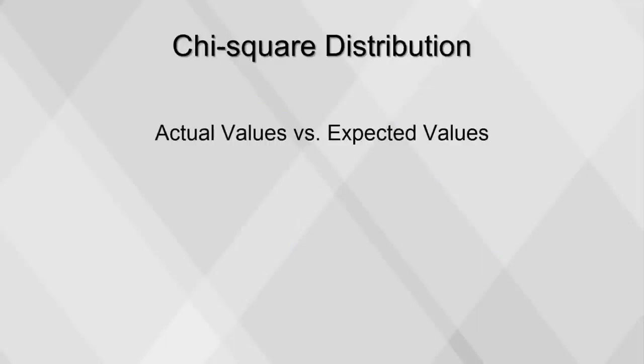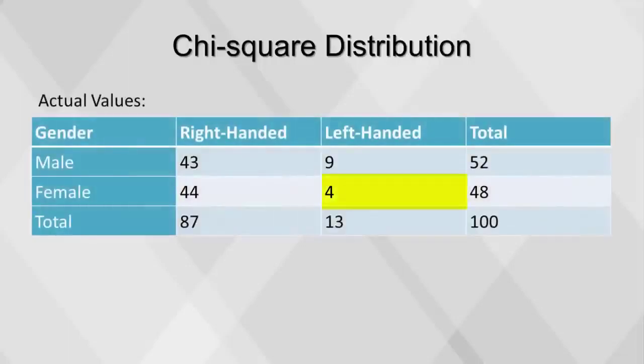The chi-square distribution compares the actual values to the expected values to determine if the actual numbers that were observed and recorded in the dataset are due to chance, or if there's a difference between the two variables that cannot be explained by chance. In this example, we want to determine if the observed difference in the proportion of females who are left-handed is really smaller than the proportion of males who are left-handed, or if that observation could be due to chance.